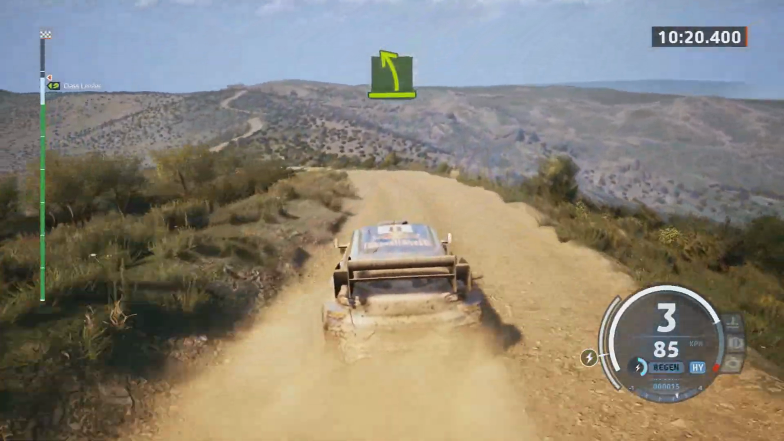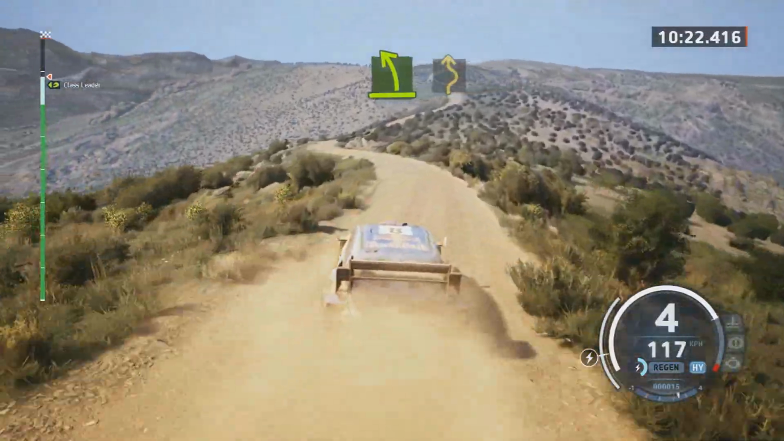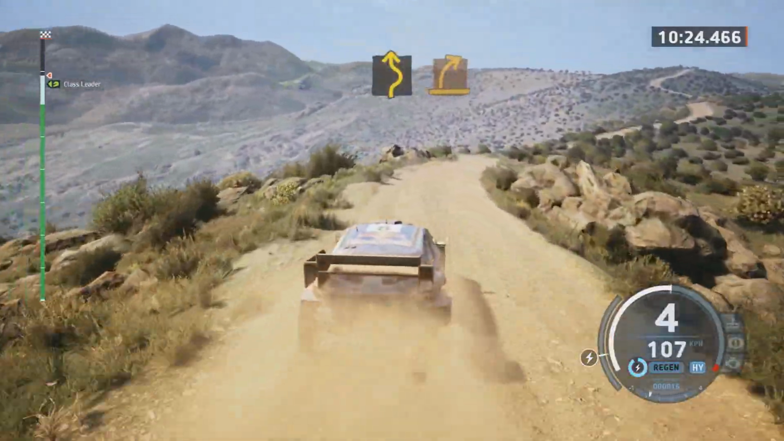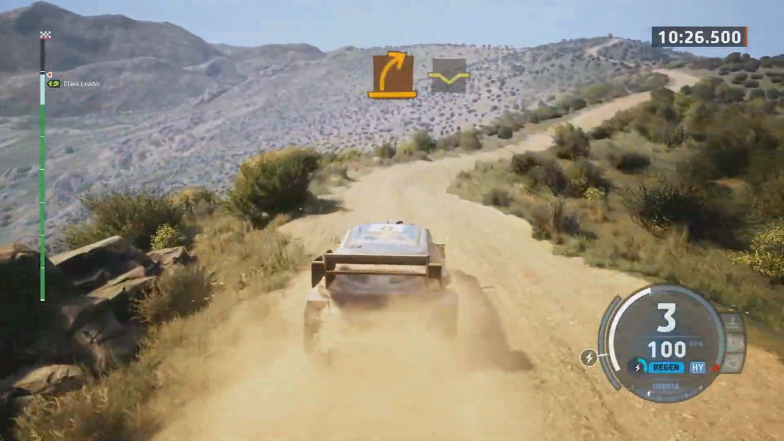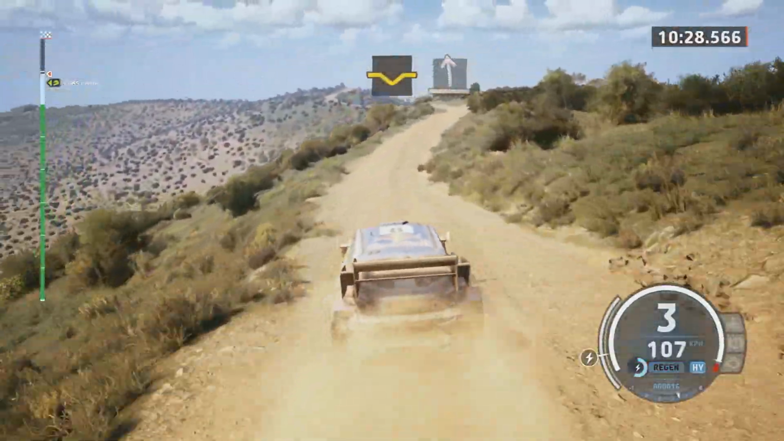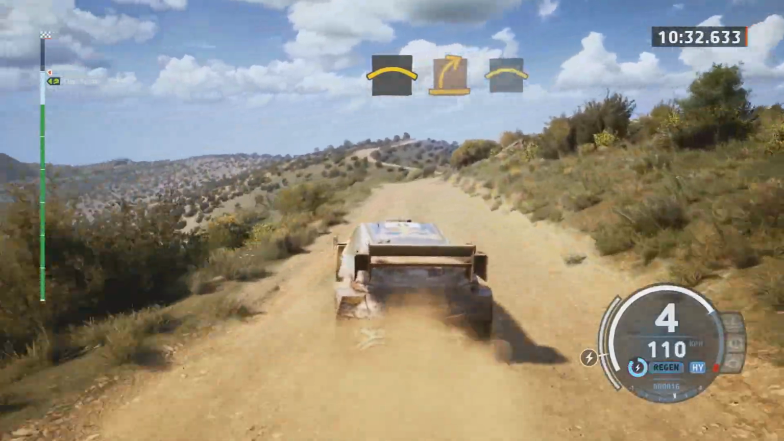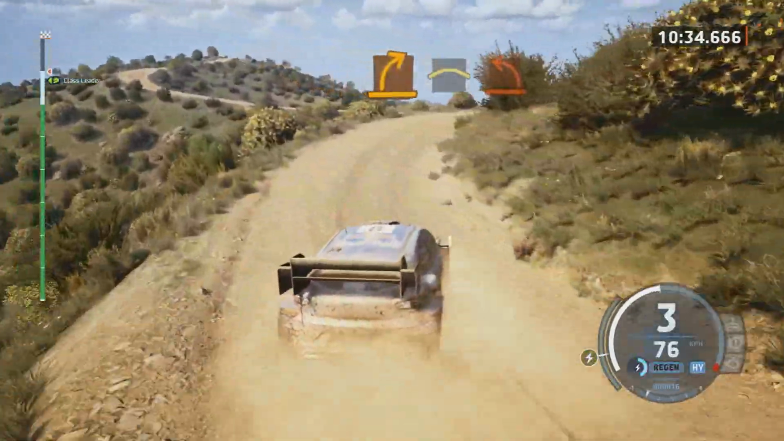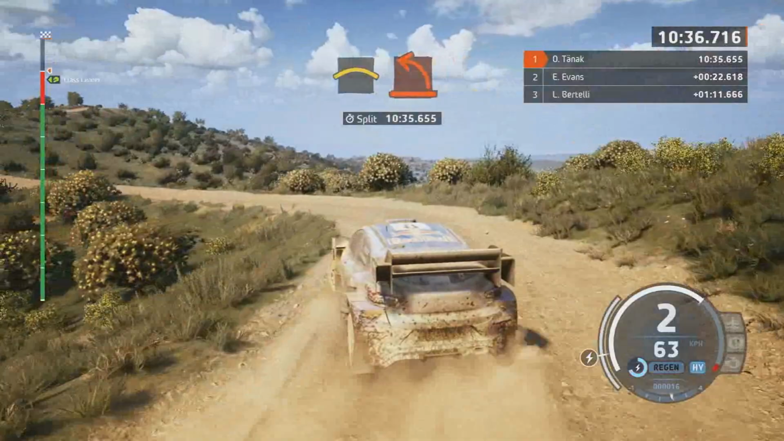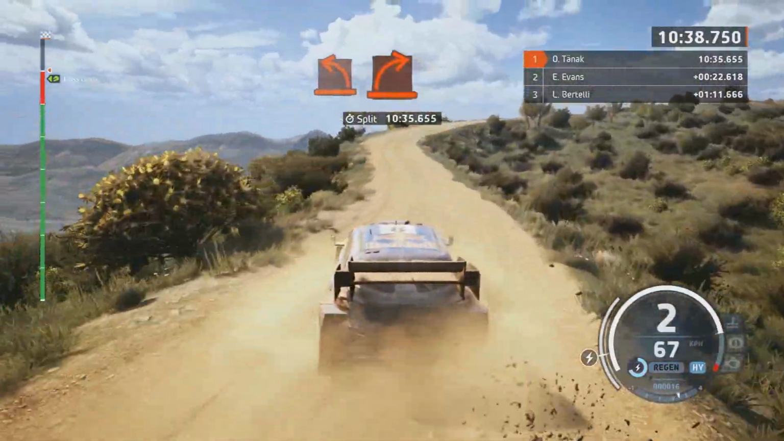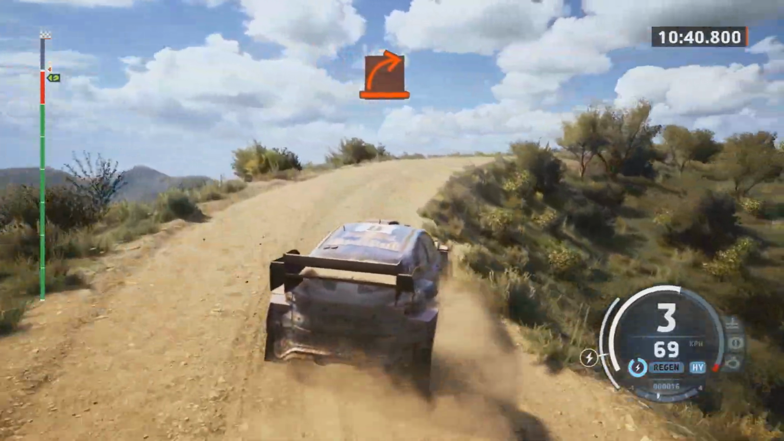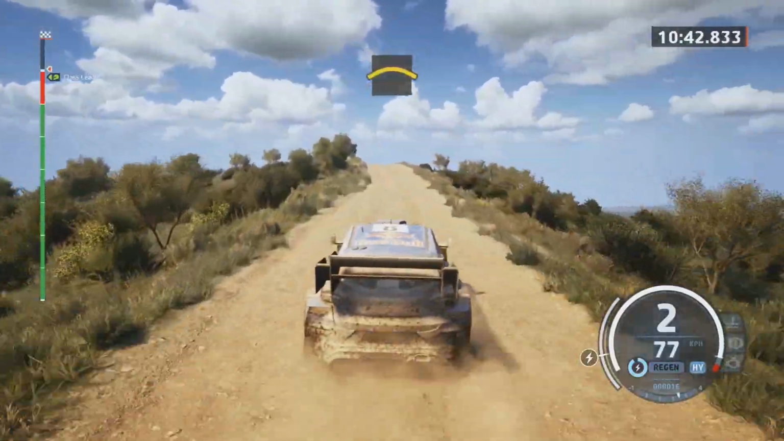Easy left. Twisty. Medium right. Up dip. Slight left of the crest. Crest. Medium right. Crest. Into hard left. Hard right. Crest. Crest.